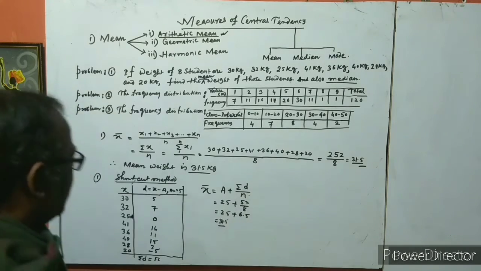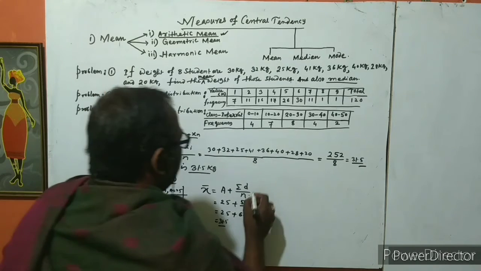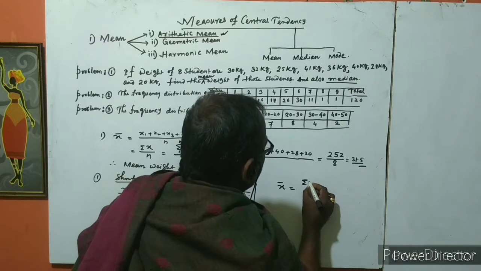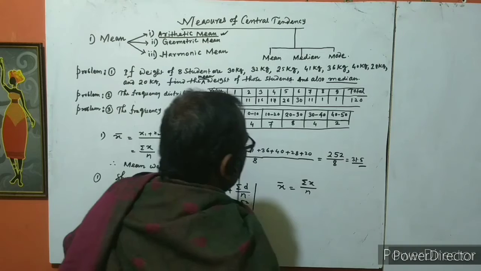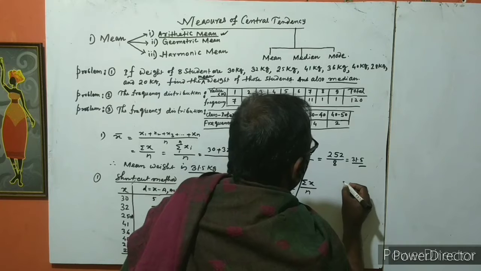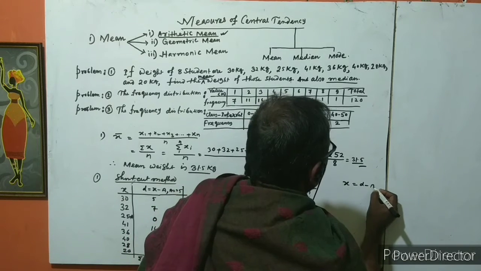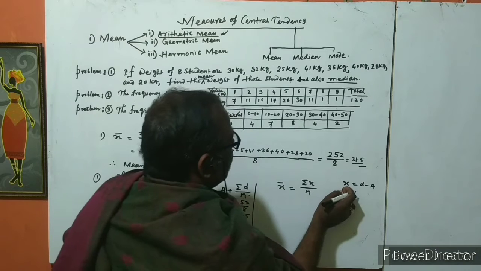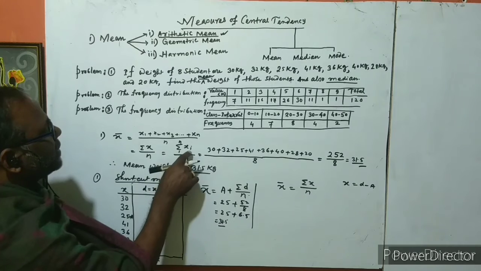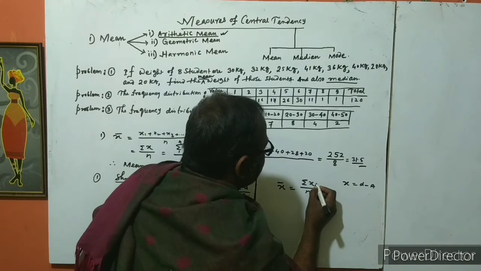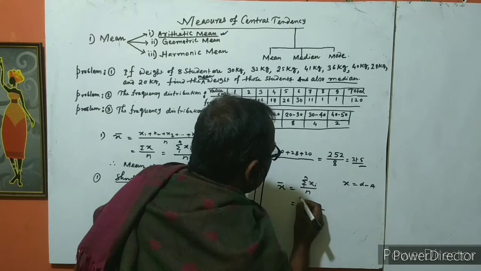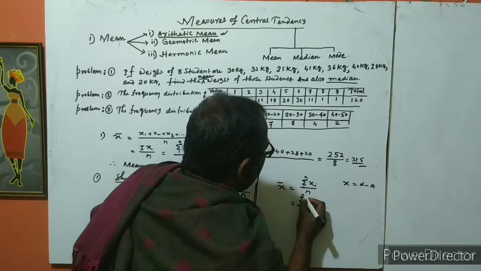So how is it formed? Now as we know, x bar is summation x by n. Here x is equal to d minus a. We substitute in place of x, which is actually xi, with i from 1 to n. So this is summation of xi, i from 1 to n.